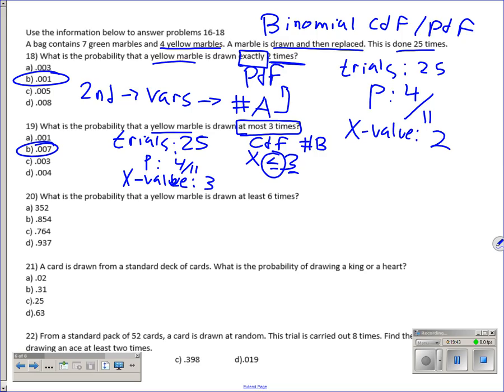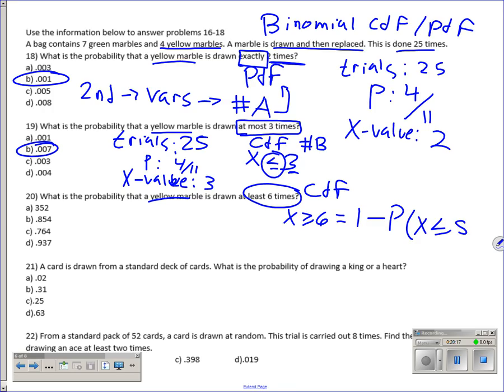All right, now for number 20, this is the one that always tricks people up. Let's read it. What's the probability of getting a yellow marble at least 6 times? So there's an inequality, which means CDF again. Now, the inequality that goes with that is x is greater than or equal to 6. But the calculator does not like that symbol. It only reads the less than or equal to symbol. So what this is equivalent to is 1 minus the probability that x is less than or equal to 5.